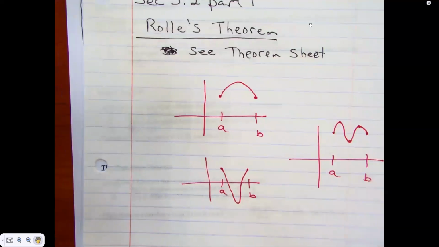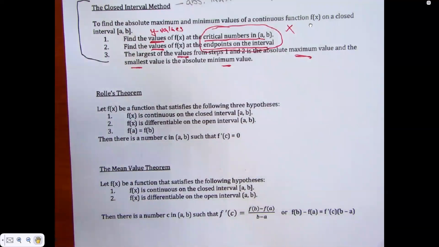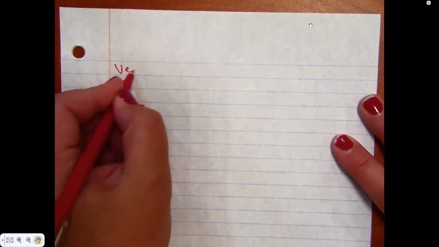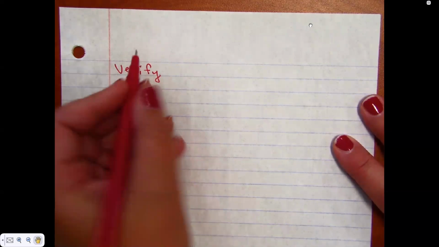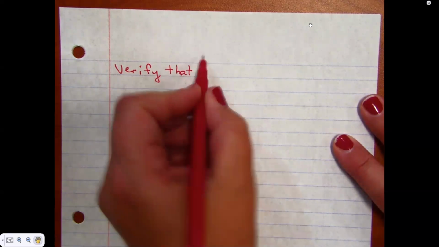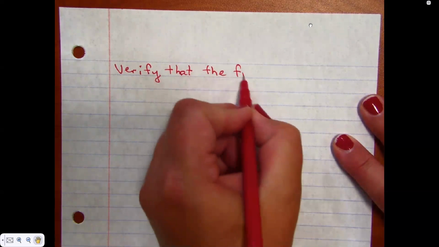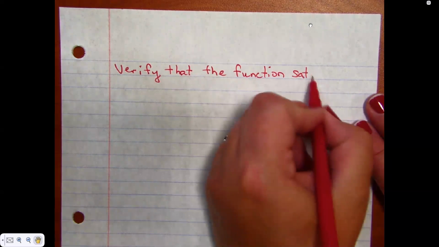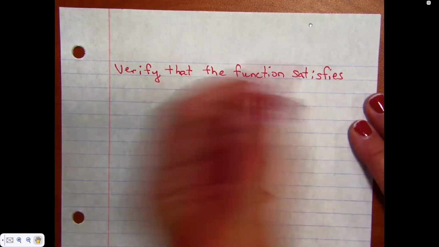All right, so let's look at some examples, and I'll reference this back. So let's see, what are the directions? Directions are a little long. Verify that the function satisfies Rolle's theorem.